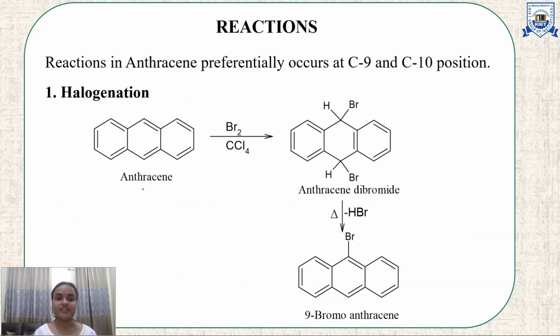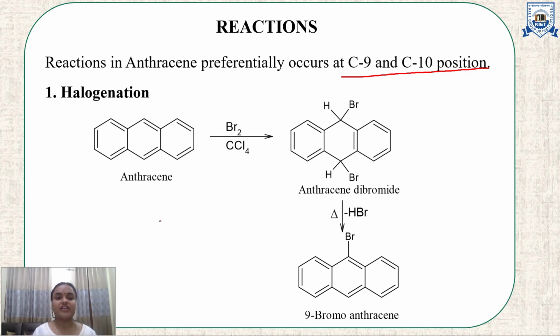As you know, anthracene is composed of the fusion of three benzene rings. So its characteristic property is the electrophilic substitution reaction, but it is less stable and more reactive than benzene. That's why it also gives addition reactions. Reactions in anthracene preferably occur at the C9 and C10 positions.